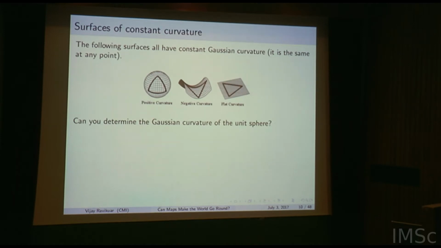So the following surfaces are the standard examples of, they're actually the only examples of surfaces that have, well, that's not true. There's actually another one. But these are examples of surfaces that have constant Gaussian curvature. So can you determine the Gaussian curvature of the unit sphere using the definition we just gave? It has constant curvature, I'm telling you, so it doesn't matter which point we look at. So take any point, can you determine the Gaussian curvature of it?